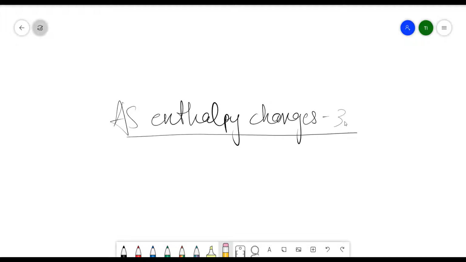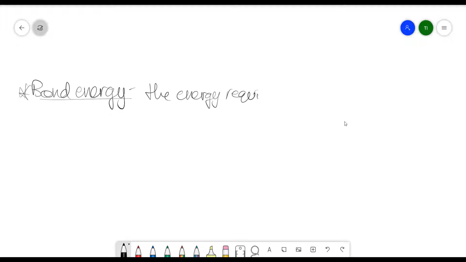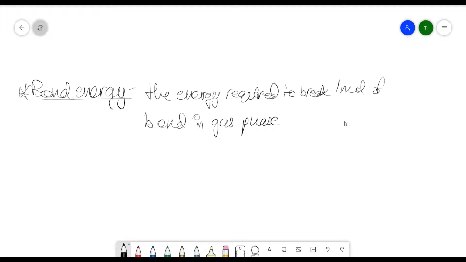So before everything, unlike in IGCSE, there's a proper definition of bond energy in your A-Level Chemistry or AS Chemistry. And the definition of bond energy is the energy required to break 1 mole of bond in gas phase. Okay, the two most important things in this definition are 1 mole of bond in gas phase.